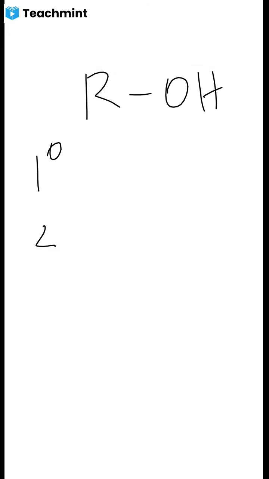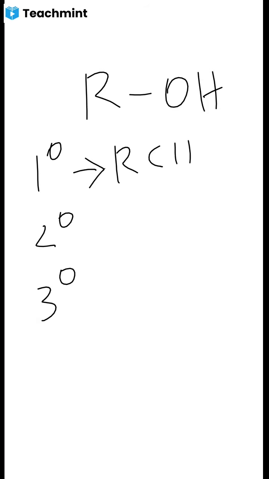Depending upon R, I told you, primary, secondary and tertiary. So what is primary? If you have only one R in that compound, only one alkyl group, then it is known as primary. ஒரே ஒரு alkyl group தான் இருக்கும். That is known as primary.